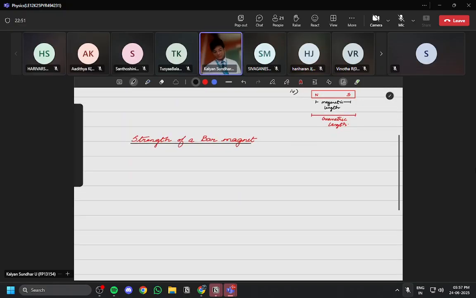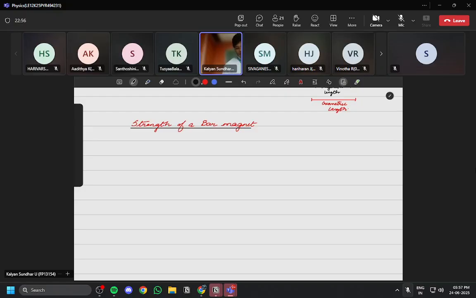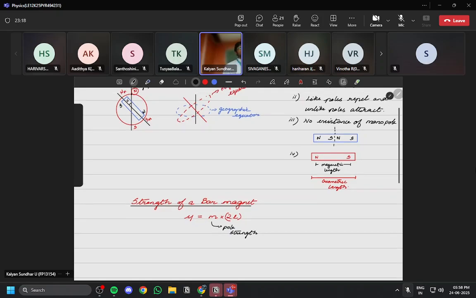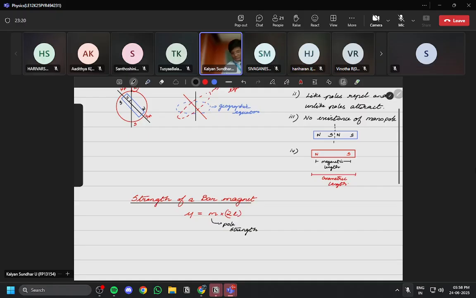So next one is about the strength of a bar magnet. Right. So strength of a bar magnet is represented as mu, which is equal to m into the length between two poles, where m is called the pole strength. Yes, sir. Okay. So pole strength and 2L is the distance. Yes, sir, distance between the poles.